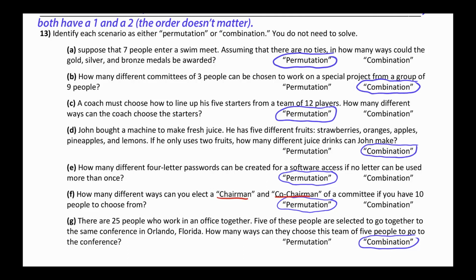Last one for this page, G. There are 25 people who work in an office together. 5 of these people are selected to go together to the same conference in Orlando, Florida. And how many ways can they choose this team of 5 people to go to the conference? This is a combination. It doesn't matter who gets selected first or who gets selected second. It's going to be the same team in the end. So it's a combination.